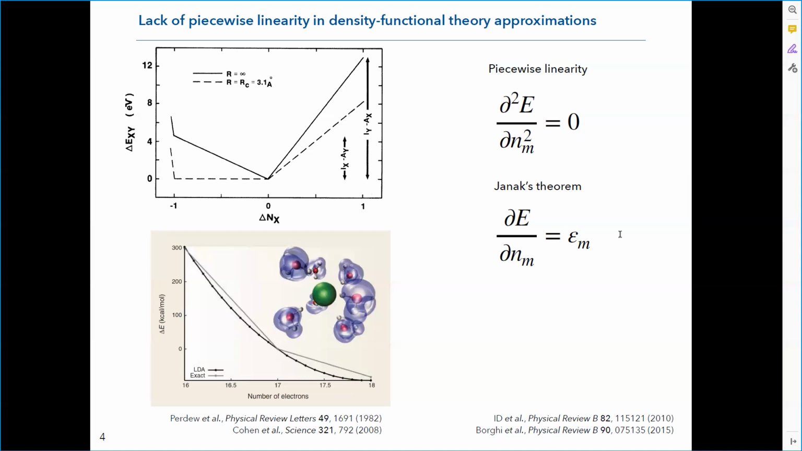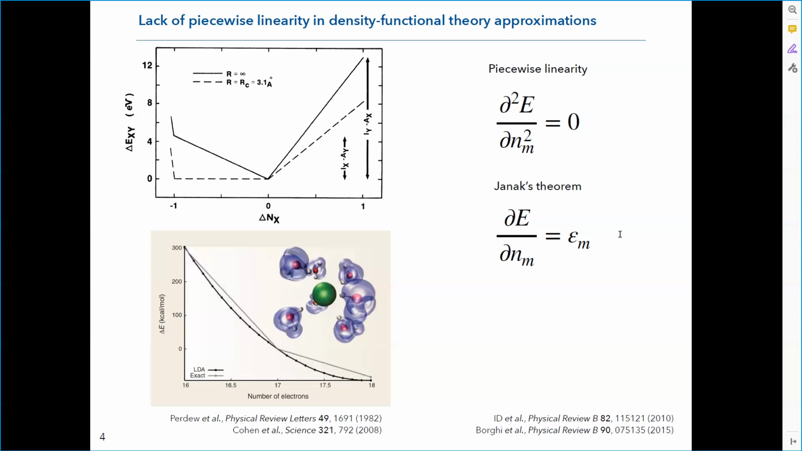And this is where you're going to encounter the localization of the electronic charge. And this is also related to the instability of negative ions within density functional theory. It's also responsible for the underestimation of the band gap that we have heard about repeatedly in this workshop. And to explain this, it's useful to write a few equations.